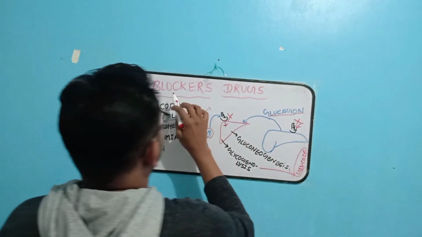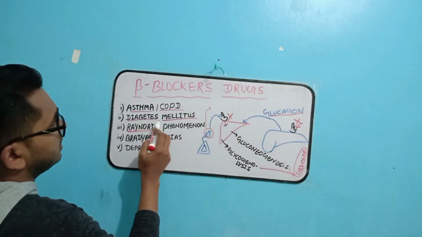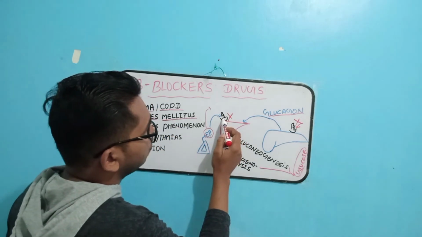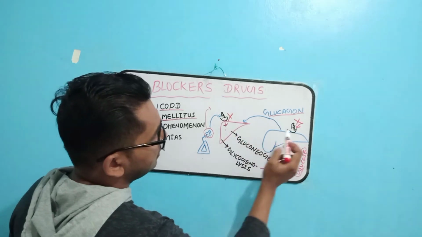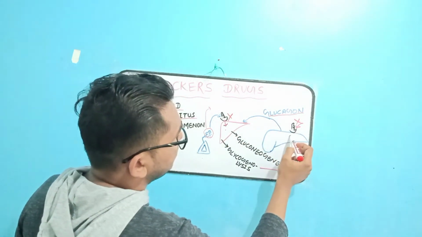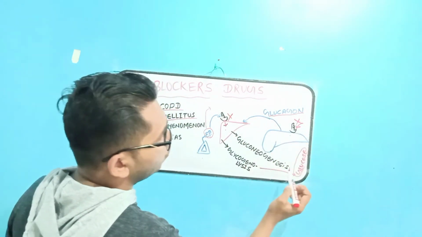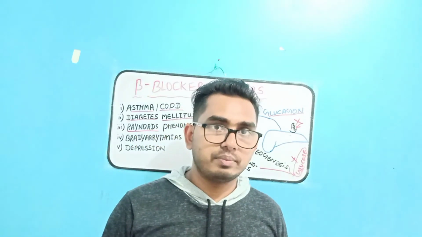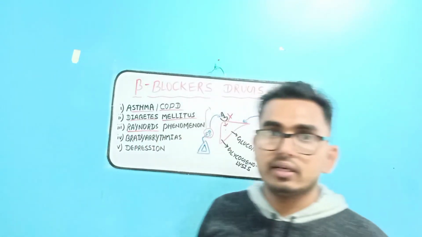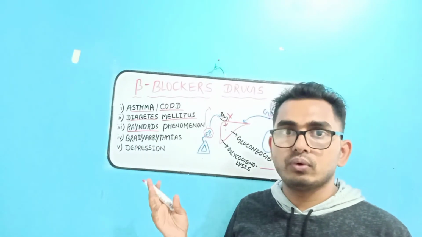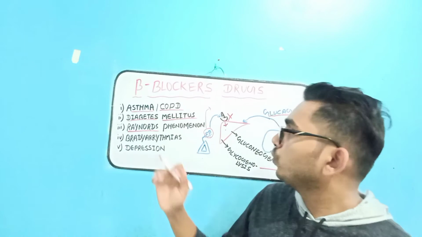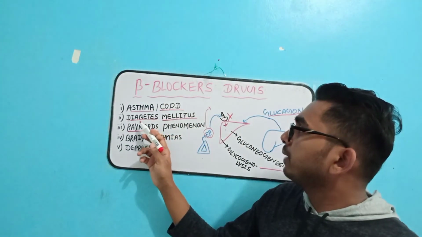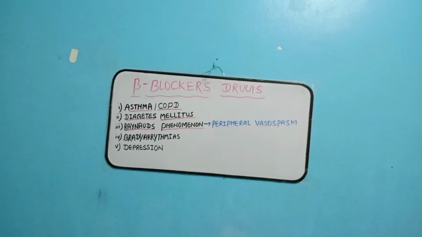When we give beta blocker drugs to a diabetes mellitus patient, there is no more activation of the beta 2 receptor of the liver and the beta 2 receptor of the pancreas. So there is no more production of glucose, and that leads to hypoglycemia in this patient, and later they have more chances of going into a coma. So we have to avoid beta blocker drugs in diabetes mellitus patients.